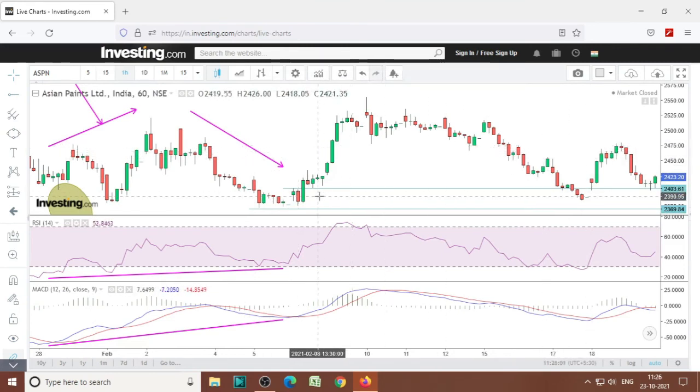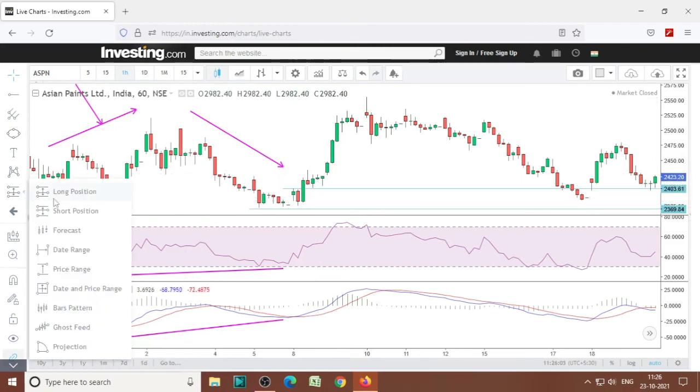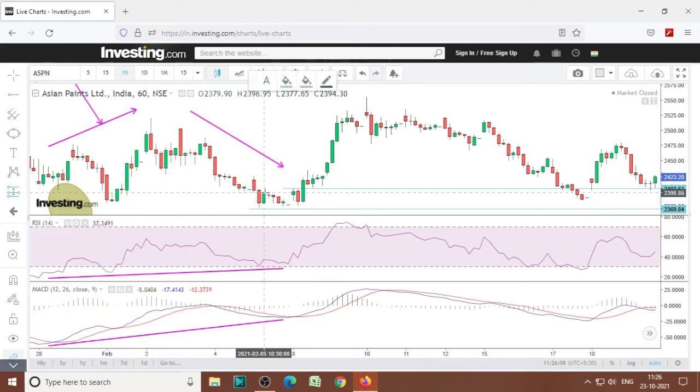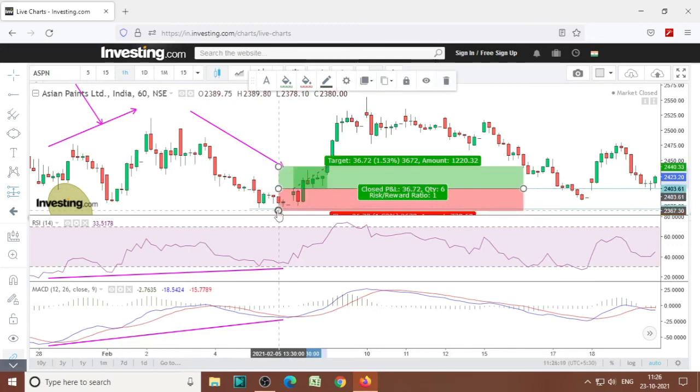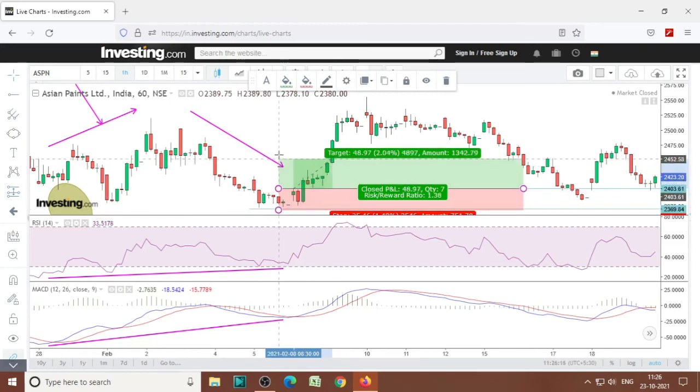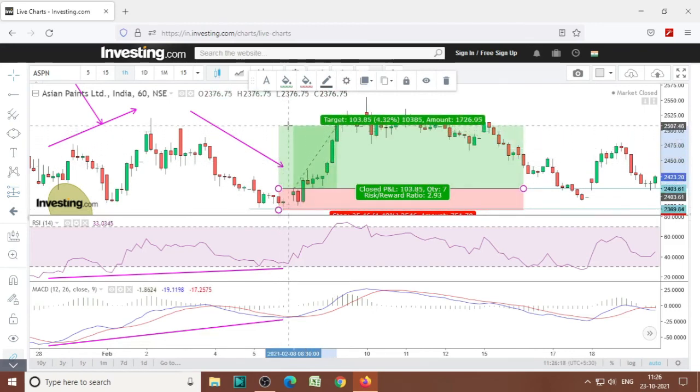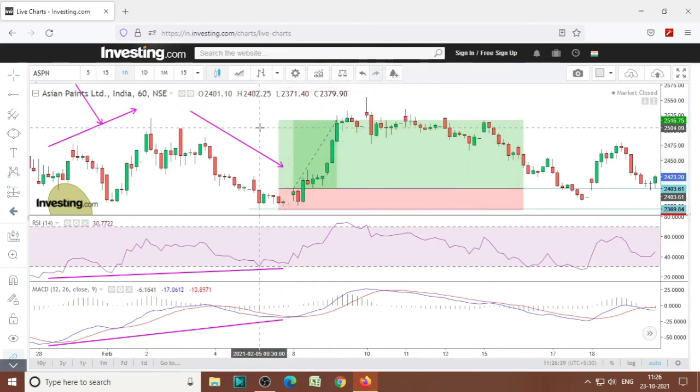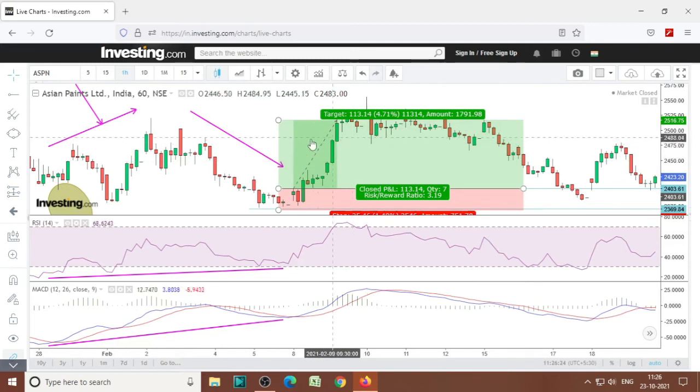We can measure with this tool, and 1:3. So that is our long position, and we can clearly see here it achieved our target price. So that is the setup, guys.